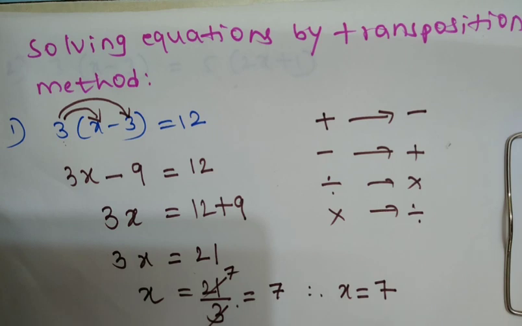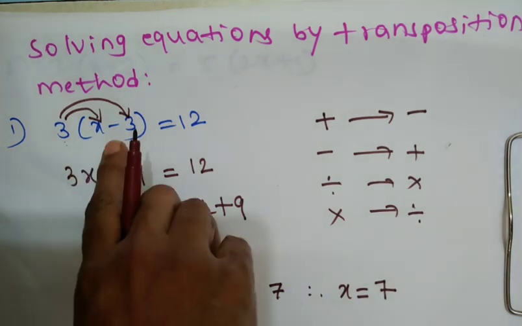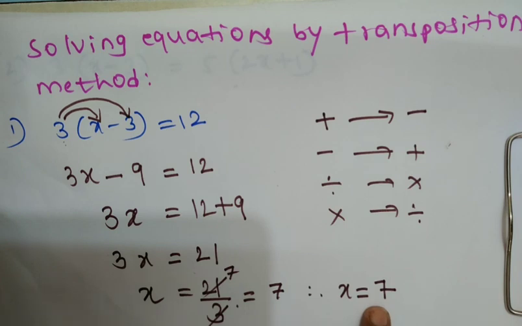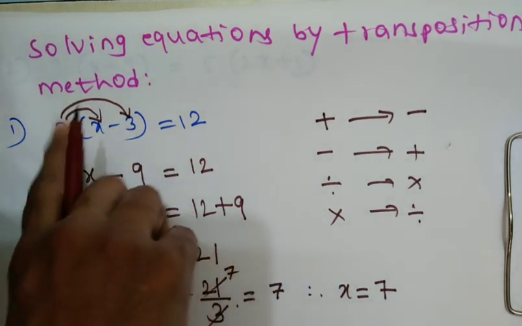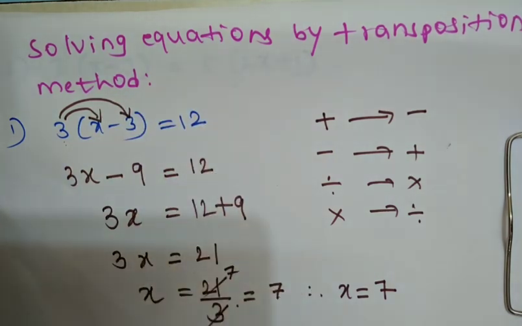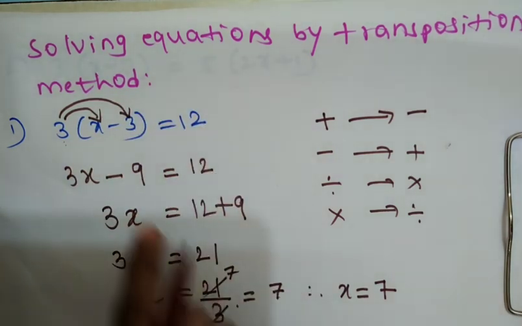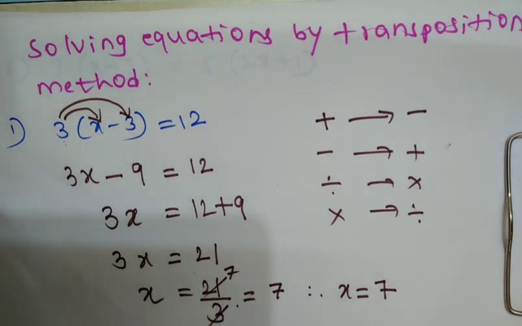If you want, you can verify. You know how to verify, by substituting the value of x. Substitute x equal to 7 here. 7 minus 3 is 4. 4 threes are 12. So our answer is correct. Now this method is called the transposition method. We are just transposing terms from the left side to the right side.